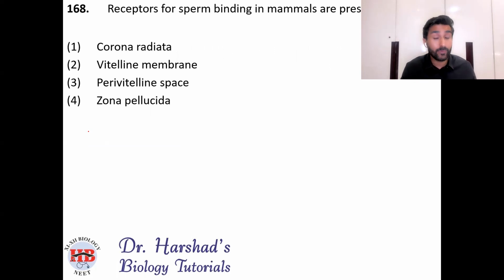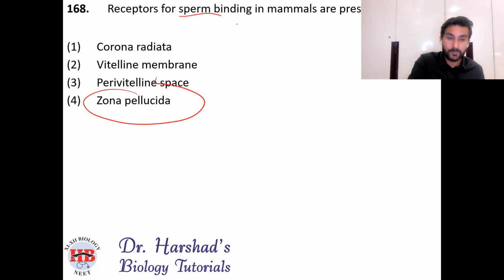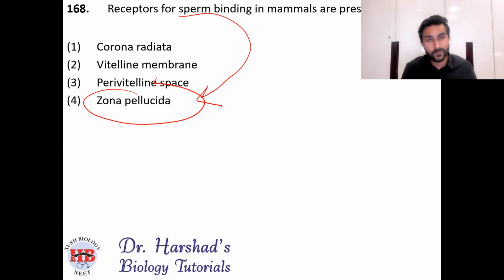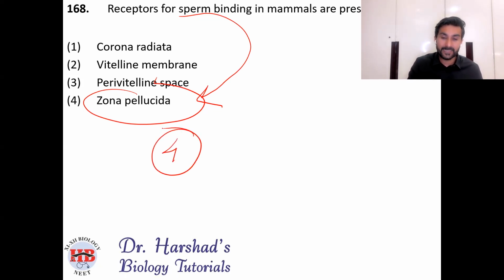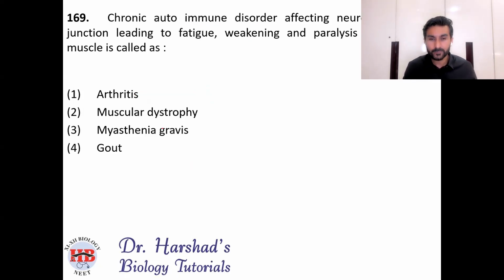Receptors for sperm. Now, if you remember, the sperm is responsible for binding to the ovum at the zona pellucida. If the sperm is going to bind to the ovum at zona pellucida, the receptor for the sperm would be present on zona pellucida. So that would be the answer in this case.